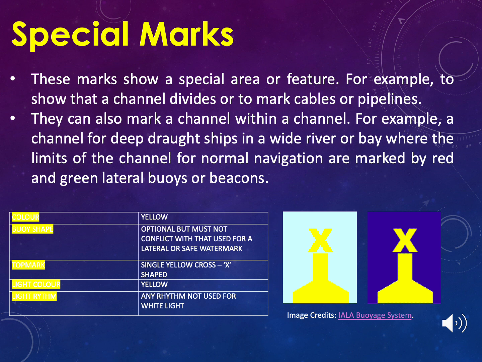f. Recreation zone marks. Another function of special marks is to define a channel within a channel. For example, a channel for deep draft vessels in a wide estuary, where the limits of the channel, for normal navigation, are marked by red and green lateral buoys, may have the boundaries of the deep channel indicated by yellow buoys of the appropriate lateral shapes, or its centerline marked by yellow spherical buoys.